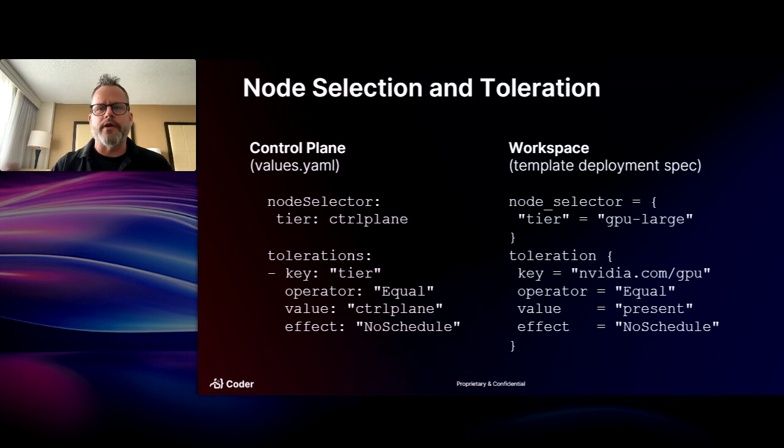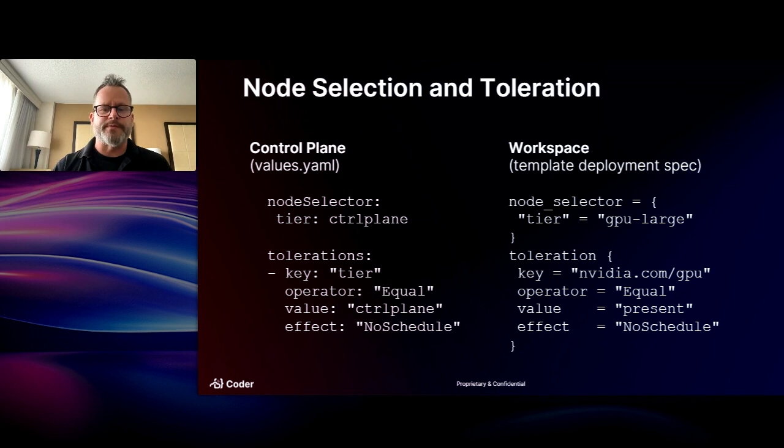You're probably not running your database in a pod in production, so most folks aren't going to worry about that. And then on the workspace side, in the template, in the deployment spec, or the pod spec if you're using a pod, there's a node selection and a toleration there as well. So we see what tier we want it to land on and what taints to tolerate, right? So this one is going to land on the GPU large tier, and it's going to accept the taint that there's a GPU present.